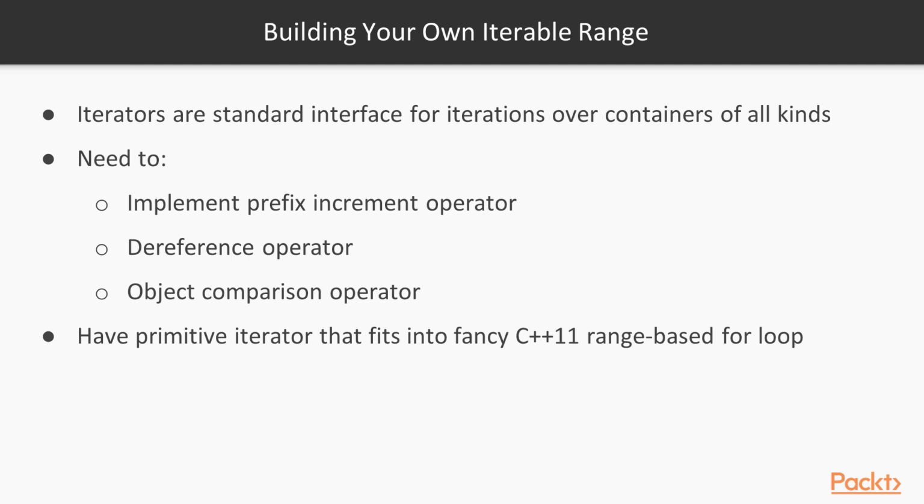We already know that iterators are kind of the standard interface for iterations over containers of all kinds. We just need to implement the prefix increment operator, the dereference operator, and the object comparison operator. And then we already have a primitive iterator that fits into the fancy C++11 range-based for loop.